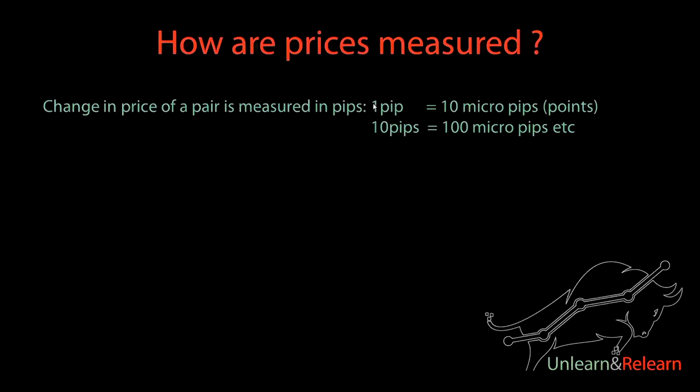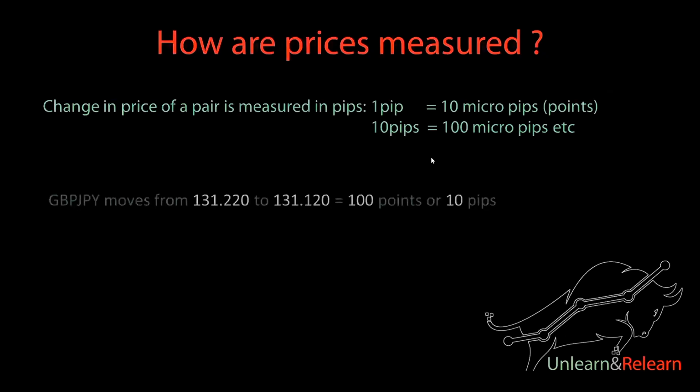In the same way, 10 pips equals 100 micropoints, or 100 micropips. Basically, we're only going to talk in terms of pips. So when you say your price moved 10 pips, that's like 100 micropips or 100 points. For general talking terms, we're only going to focus on 1 pip, 10 pips, 15 pips, and so on.